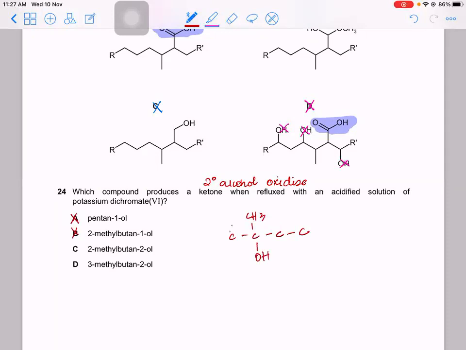2-methyl-butanol is tertiary. Carbon with the OH has 3 neighboring carbons, and you know tertiary don't oxidize. So the answer therefore is D. 3-methyl-butanol. So let's see 3-methyl-butanol. You'll put the methyl on carbon number 3. And do you see this alcohol is now secondary? So this is a secondary alcohol. Okay.